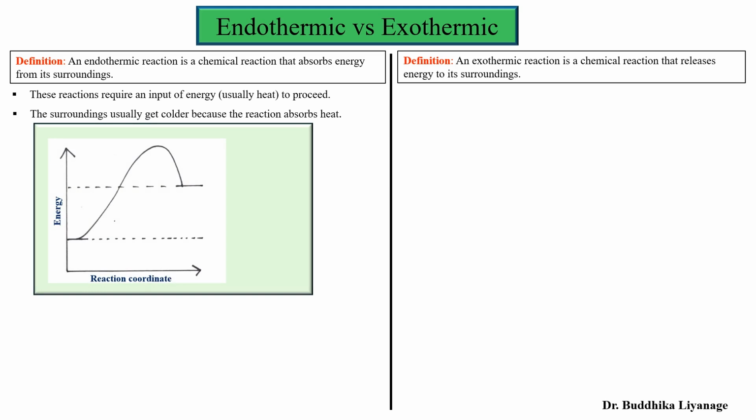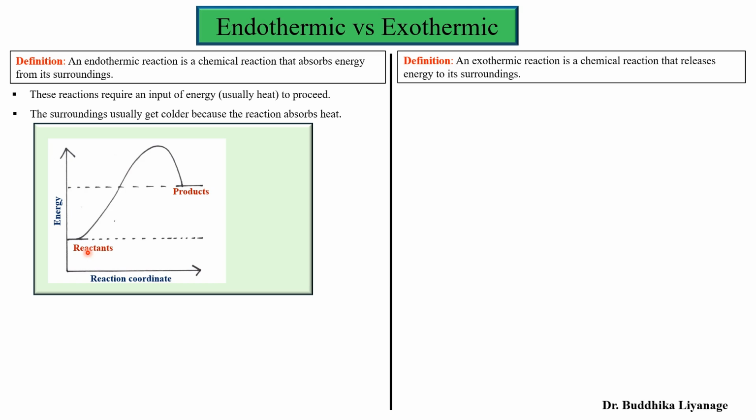First we need to draw the axis. The y-axis is energy and the x-axis is reaction coordinate, or we call it reaction progress. Then we need to mark reactants and products. In an endothermic energy diagram, reactants are at lower energy and products are at a higher energy level. You can see the dashed lines marking the reactant energy level and the product energy level.